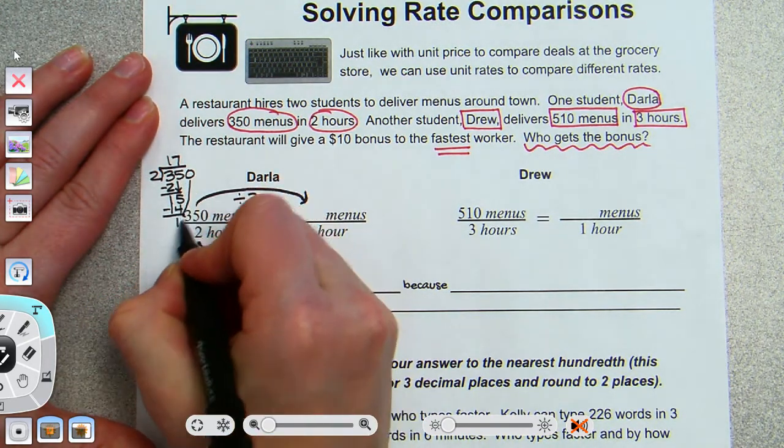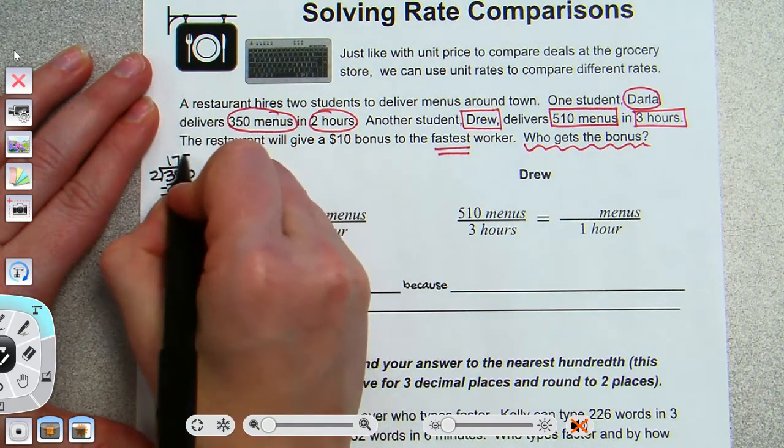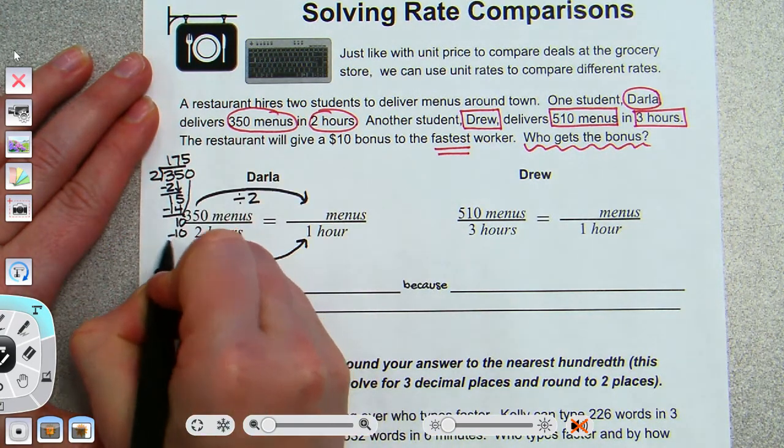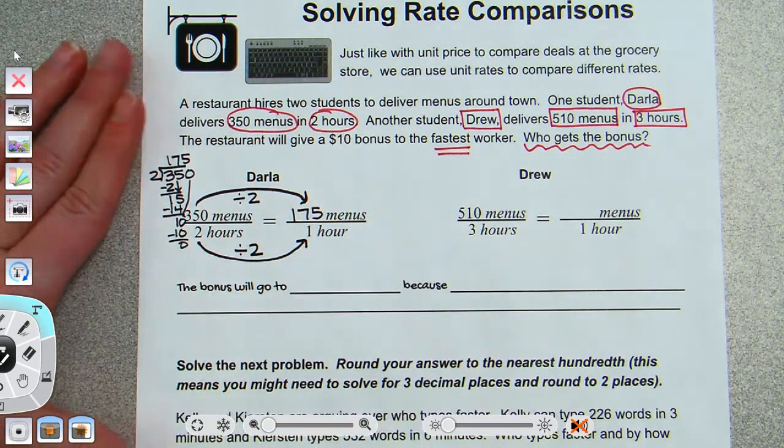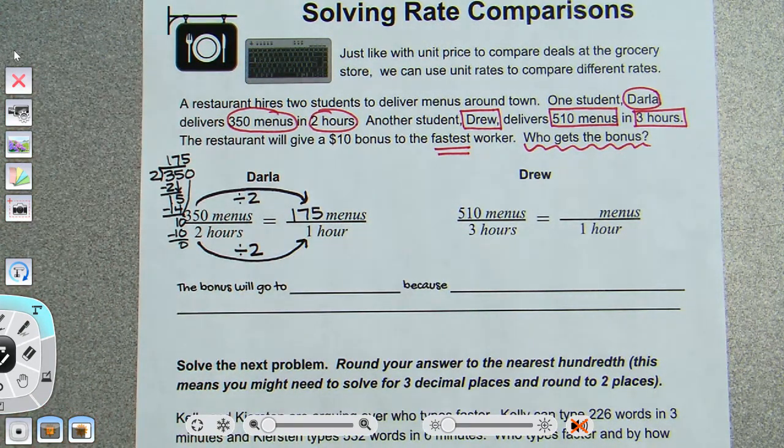I'm going to bring down my 0. 2 goes into 10 5 times. Exactly 10 and no leftovers. So I got 175 menus in 1 hour. Let's do the same thing to Drew and then we'll get to compare them and see who's faster.